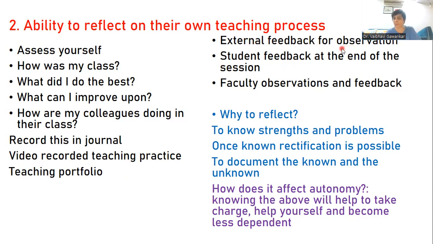External feedback for observation. So if there are any experts coming to your school, or if there is some quality assurance group that is coming to your school, that might give you feedback and that might help you to reflect, because we are talking about reflection. And what will help you to reflect probably is external feedback. It could be student feedback, if it is given in the right sense, with the right intention, and it is very accurate in nature, right? And faculty observations and feedback.